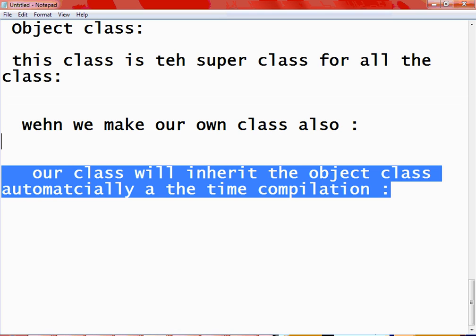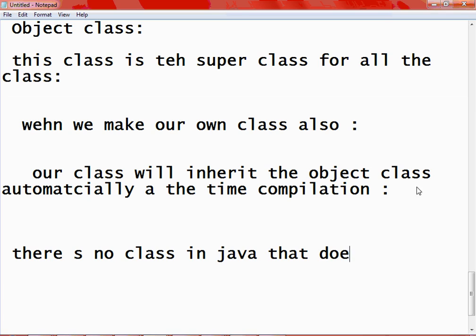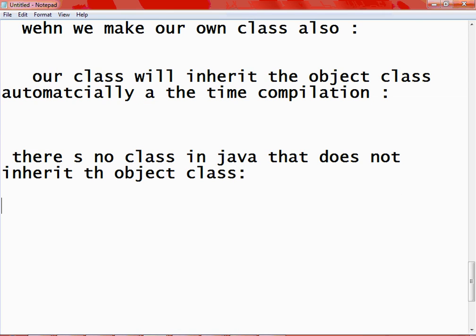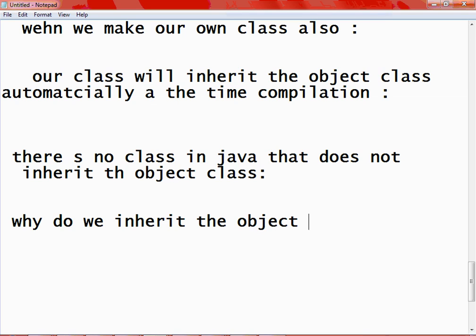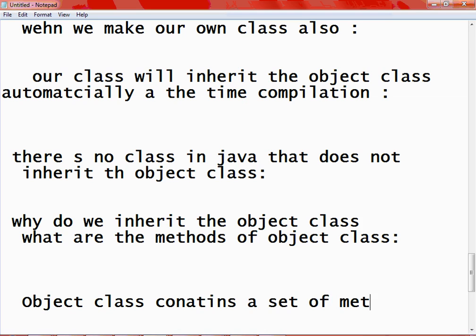It will automatically inherit the Object class. There is no class in Java that does not inherit the Object class. Now, another important point is that the Object class contains 11 methods, a set of methods using which we can perform operations on an object.